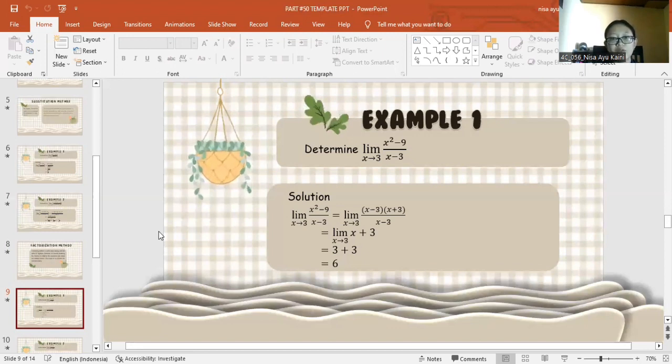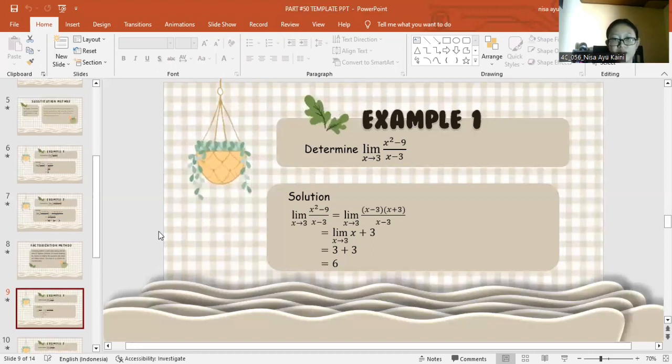Therefore, we have the limit as x approaches 3 of x minus 3 multiplied by x plus 3 all over x minus 3. Step 2. Cancel out the common factor. Since we have a common factor of x minus 3 in the numerator and denominator, we can cancel them out. Limit as x approaches 3 of x plus 3. Okay.